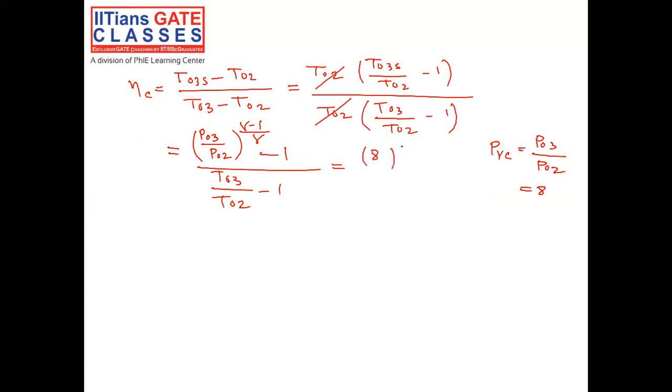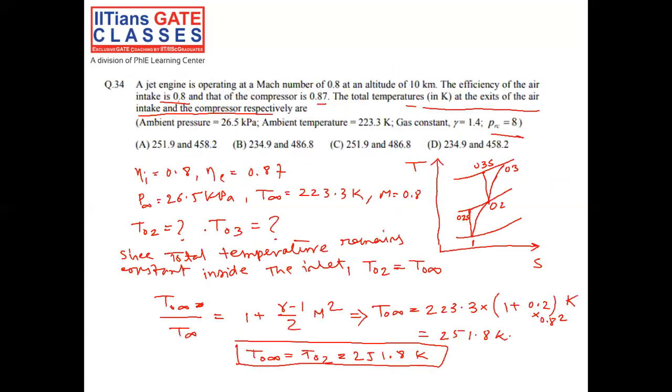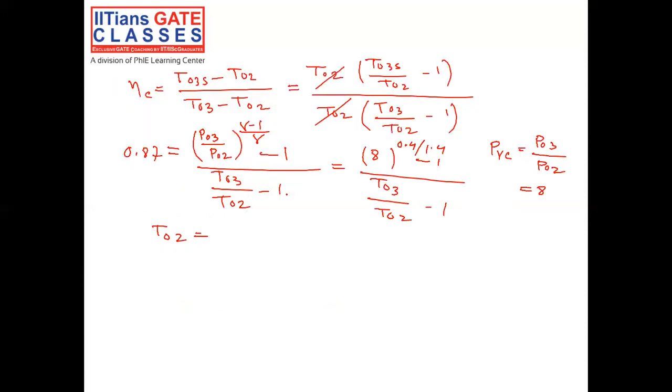So this is 8 to the power 0.4 divided by 1.4, minus 1, P03 by P02 minus 1. And this eta s, the efficiency of the compressor, is given as 0.87. So if we just solve this, and T02 is known to us, which is 251.8.